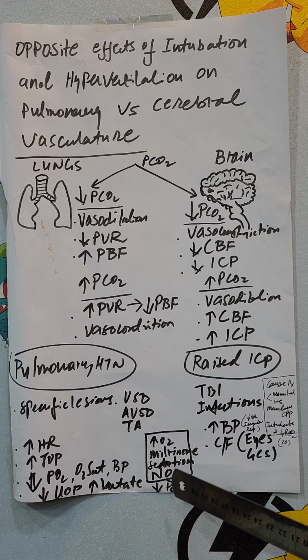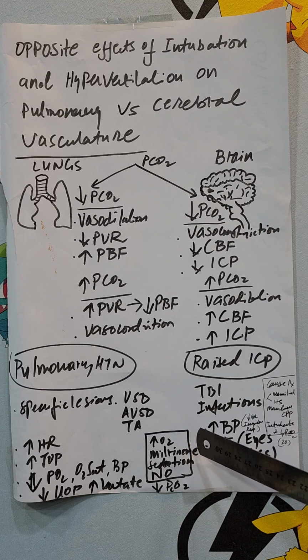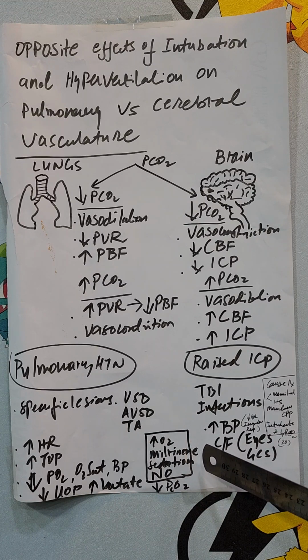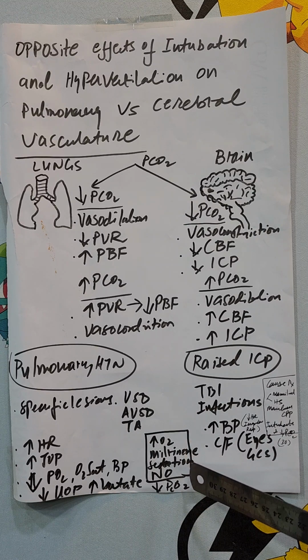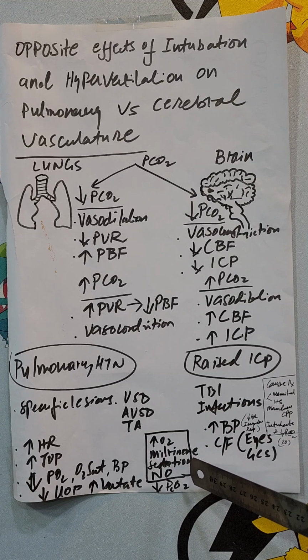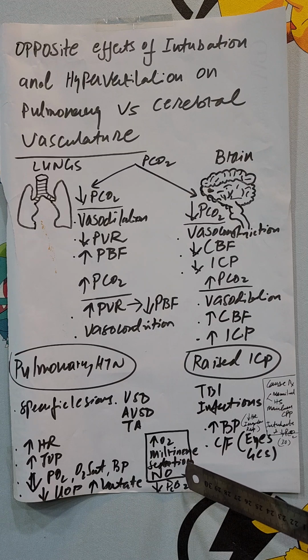So what is the treatment? Hyperoxygenation, milrinone, sedation and sometimes muscle relaxant and nitric oxide. And obviously hyperventilation is one of the cornerstones of treatment for pulmonary hypertension, by dropping CO2. Let's take the brain now.